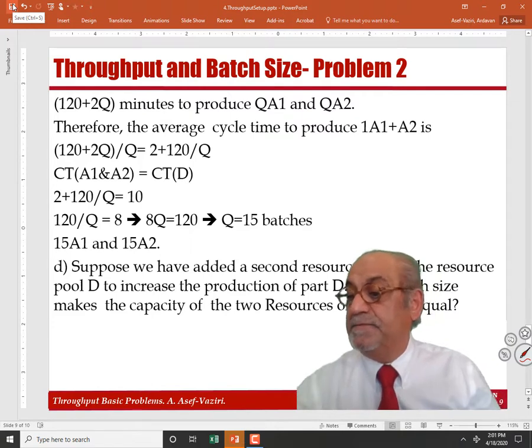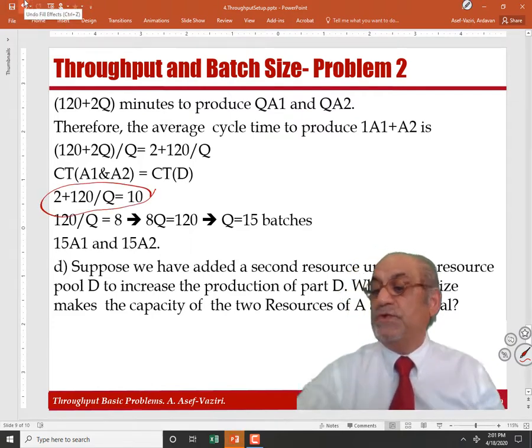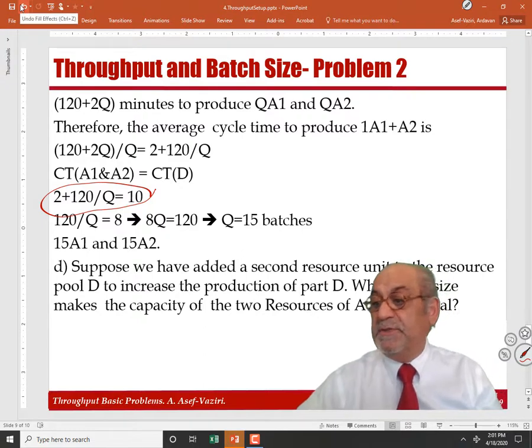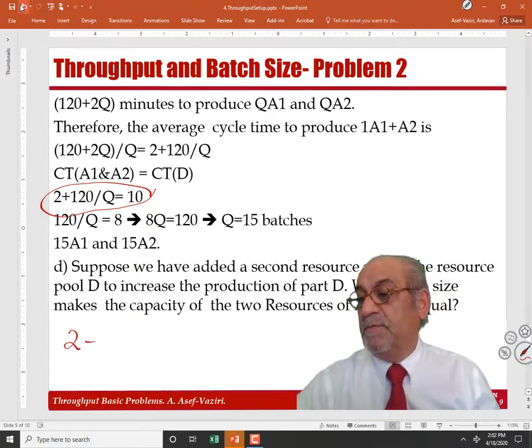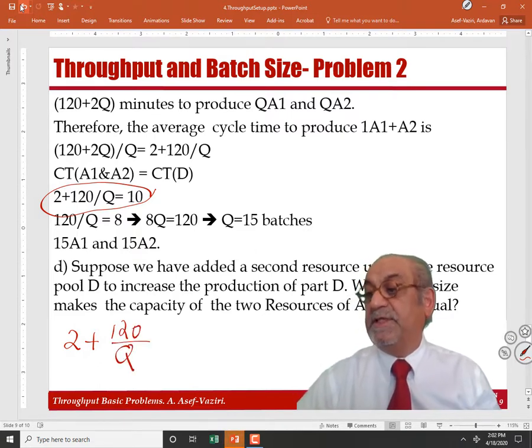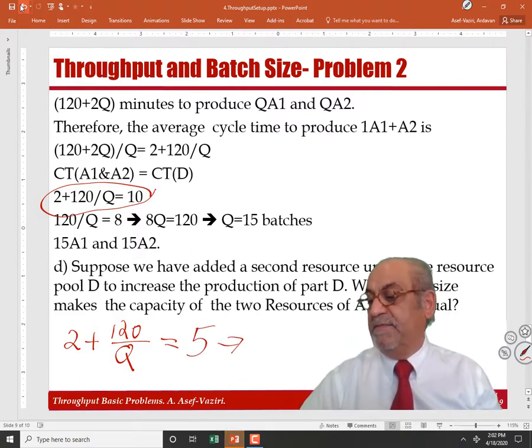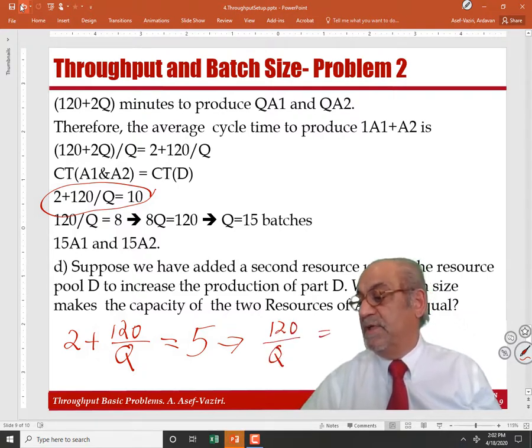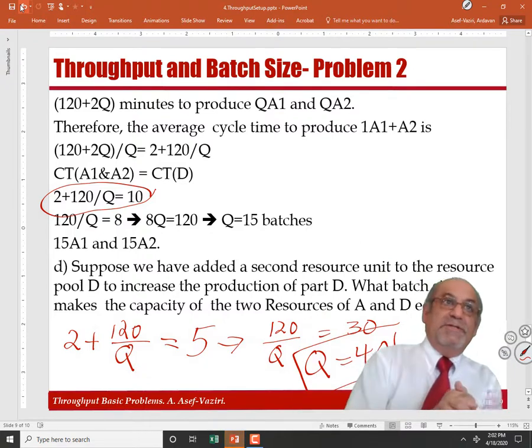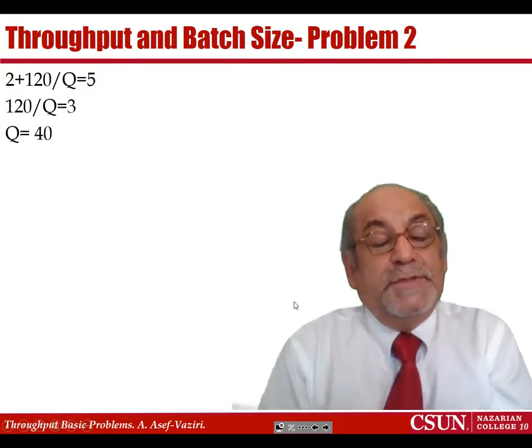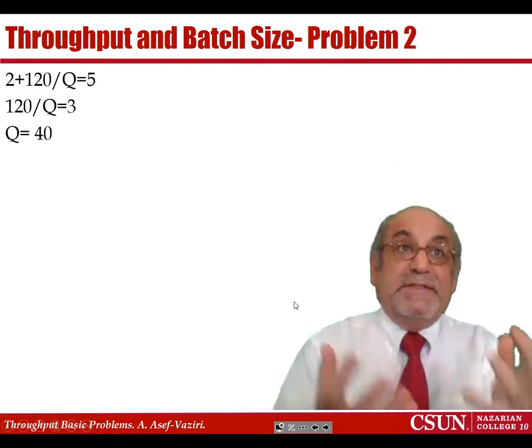Over there, I had 2 plus 120 divided by Q equal to 10. Now I have 2 plus 120, exactly the same as what I had over there, divided by Q, equal to not 10 but 5. That means 120 divided by Q is equal to 3, and therefore Q is equal to 40. I need to produce in batches of 40. So that was computation based on cycle time.